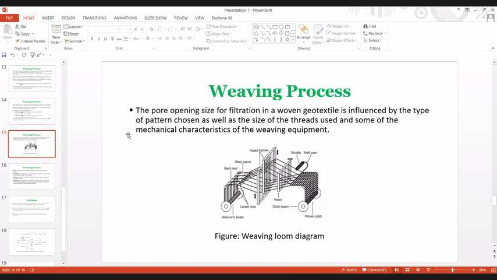The pore opening size of filtration in a woven geotextile is influenced by the type of pattern chosen as well as the size of the threads used and some of the mechanical characteristics of the weaving equipment. Here is the diagram of the weaving loom.